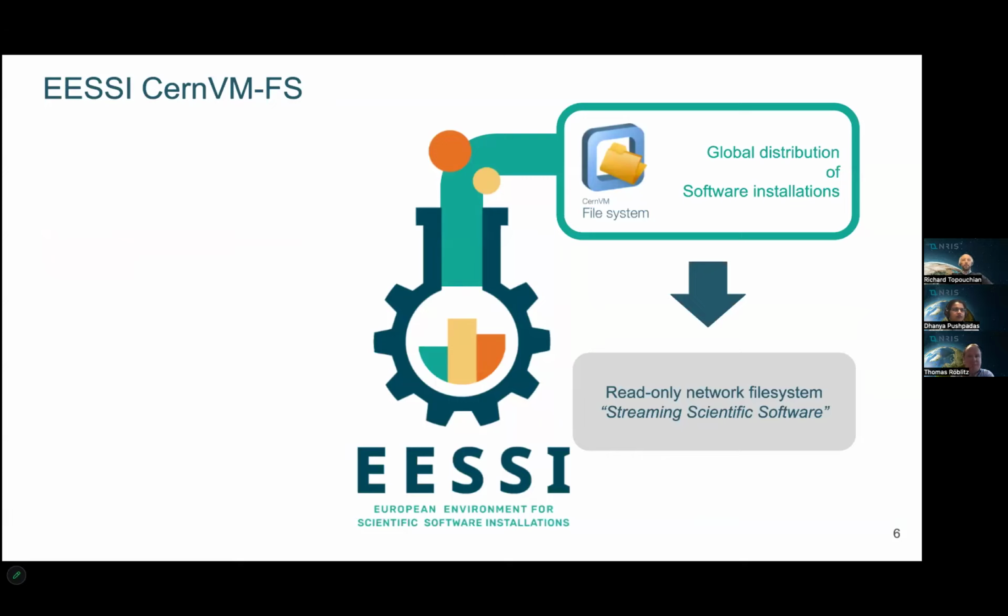CernVM-FS is a network file system, which you can mount on Linux or macOS via FUSE, which is file system in user space, or on any Windows Subsystem for Linux. The installation of the CernVM-FS client required for any user who wants to use EESSI is generally very easy, as installation packages are provided for many different platforms.